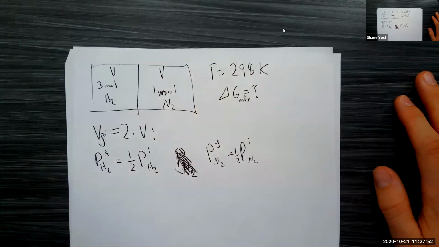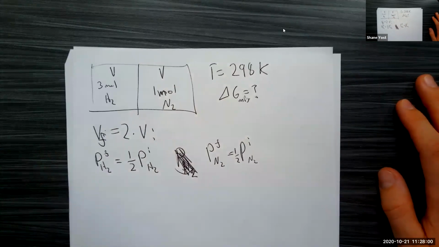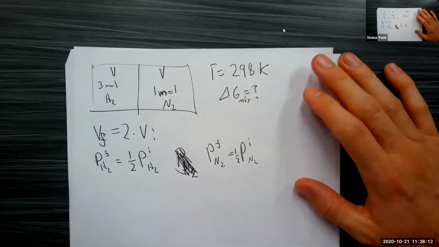But in this problem, it's not quite the same as that previous problem we had, where the free energy change of mixing happened to just depend on the mole fractions of the species. Because in this problem, the initial pressures do not equal on both sides of the container, and they aren't the same as the final pressure.